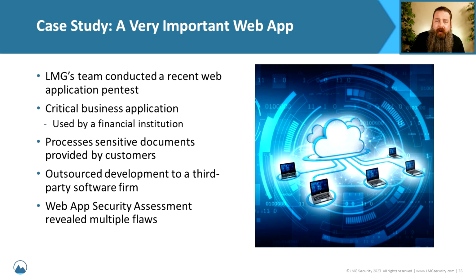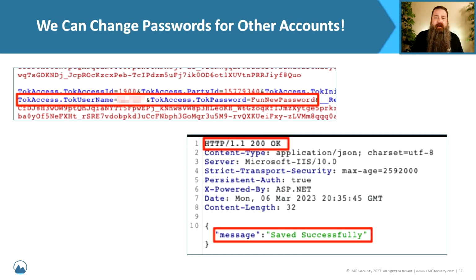I have a couple of the more egregious ones here, but let's take a look at one. What you see here on the screen is us looking at the calls that are being made back and forth with this application. And you can see up here at the top, we have token access token username and token access token password. We were actually able to, while we were logged in as a regular user account, change the passwords for any other user account on that system, including the administrator accounts. If we just knew that an administrator account was there and we knew the name of it, we could go ahead and change the password, and now we have access to it.